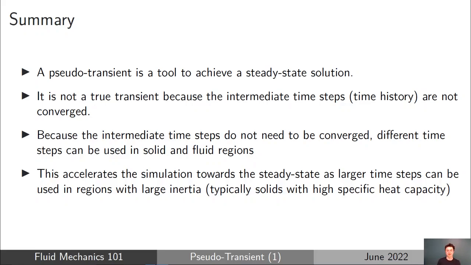Now, the main advantage of this approach, of course, is that because we don't care about those intermediate time steps and they don't really need to satisfy conservation of mass, momentum, and energy as long as they don't diverge, it means we can have different pseudo-time step sizes in solid and fluid domains, and that means we can accelerate the calculation by using larger time steps in domains that take longer to converge. And these are typically solids with high specific heat capacity, and that's one of the things you'll notice if you do a lot of conjugate heat transfer simulations.